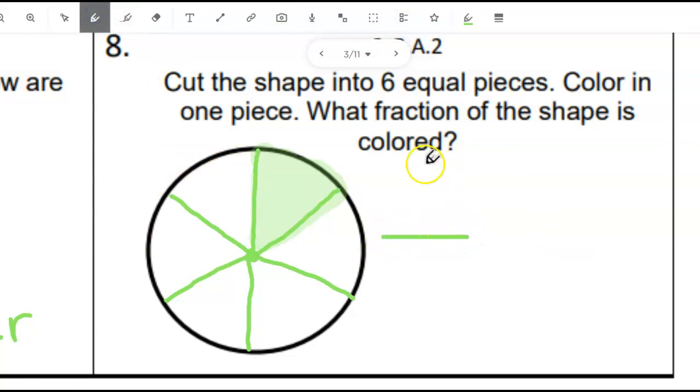Quick reminder that our numerator at the top shows how many pieces are shaded. The denominator at the bottom shows how many total pieces there are. Numerator 1, denominator, how many total pieces are there? Then use the voice tool to tell me how you knew. Once you are finished with all of these parts, then you can move on for the next section of today.